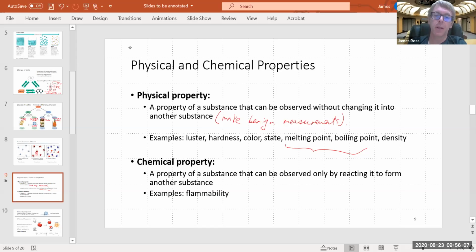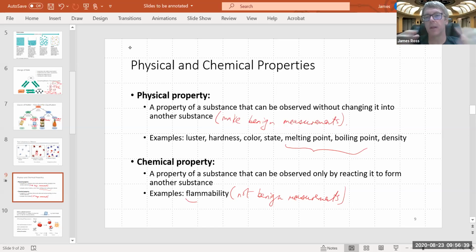Okay, chemical property, on the other hand, is not benign. So these are not benign. We permanently damage the property. We permanently damage the material because the property is a hard property. Not benign measurements. So the example here is flammability.